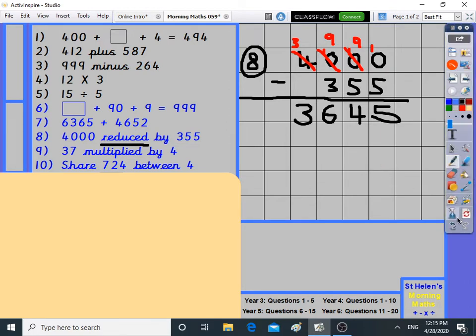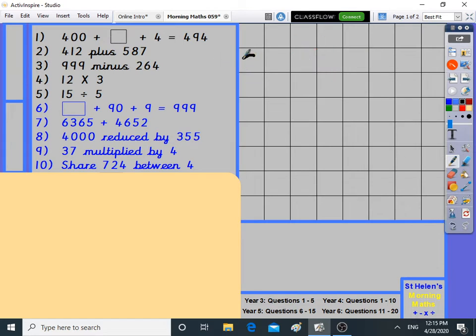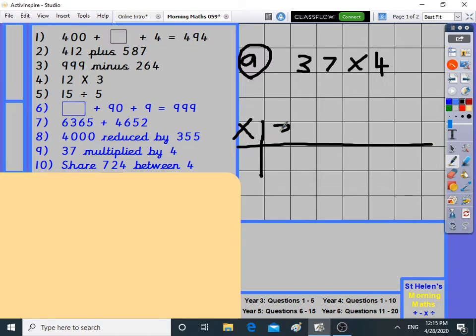3,645. Let's move on. Question 9 next. Pause if you need to copy. Question 9, 37 times 4. 37 times 4. Grid method first from me. Grid method. 37 goes 30 and 7. Partitions into 30 and 7.